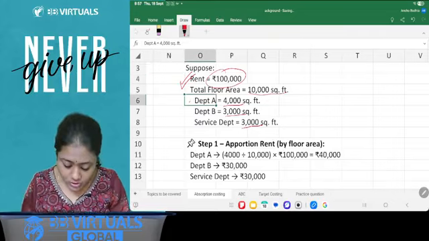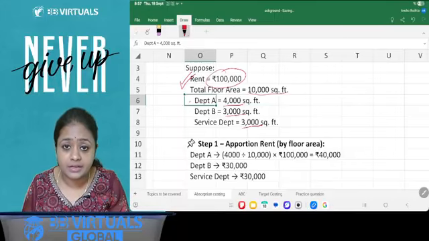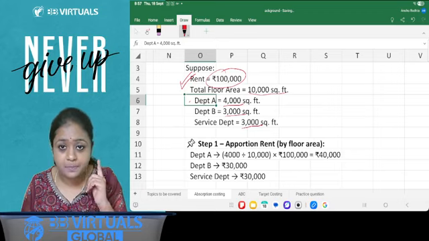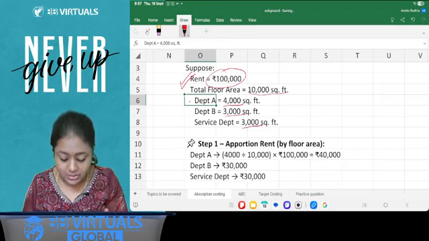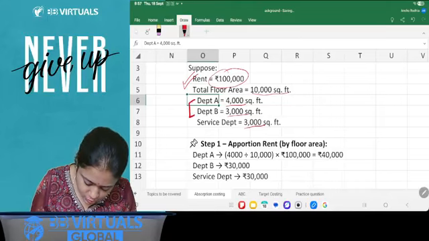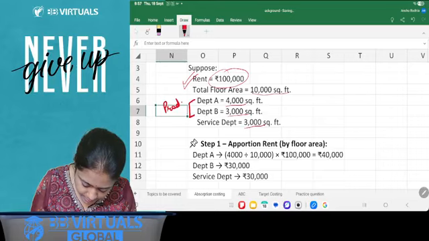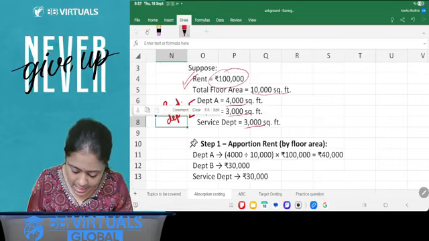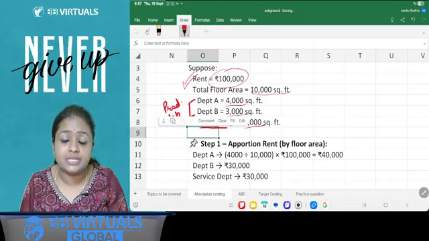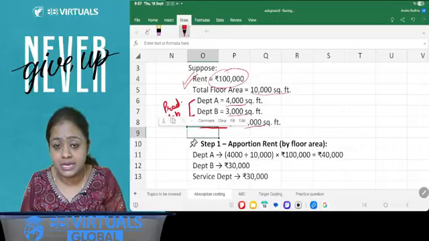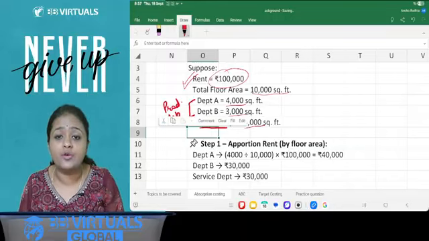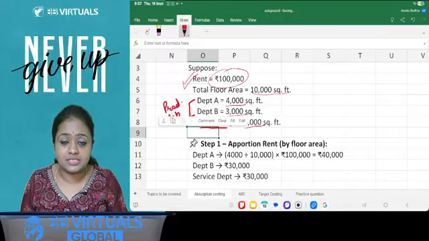Now, how would you apportion the rental overhead expense to the 3 departments, Department A and Department B, which are the 2 production departments? I will list it down here. These 2 are production departments and this is the service department. So we will apportion it to the 3 departments, A, B and service department, based on the ratio of their floor areas.